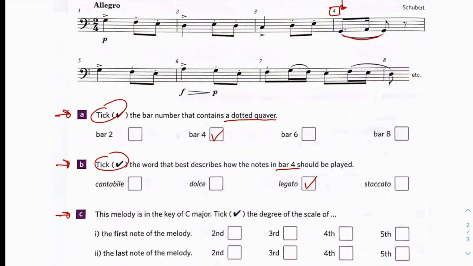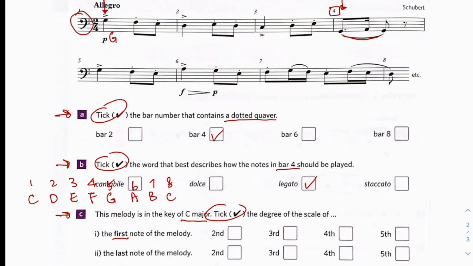Question C. This melody is in the key of C major. Tick the degree of the scale of the first note of the melody. So let's find the first note, which is here. We are in bass clef, so this note is a G. And in the key of C major, if you want to write out C major, you can start with C, D, E, F, G, A, B, C. Name the degree. 1, 2, 3, 4, 5, 6, 7, and 8. So the first note of the melody is a G, and it will be the 5th degree.